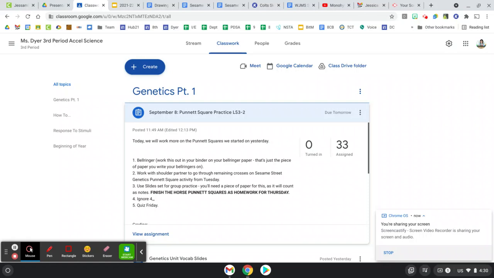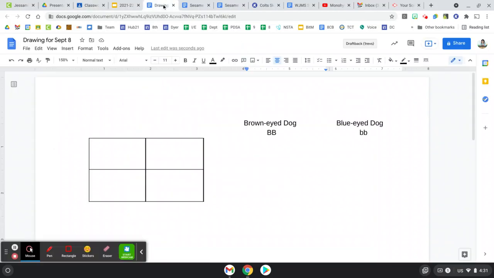Hello, we're going to work on some Punnett Square practice today. So we'll start off by doing your bell ringer. That's what is marked here first in your Google Classroom. And our bell ringer is looking at crossing a brown-eyed dog with a blue-eyed dog. So we're going to cross a brown-eyed dog and a blue-eyed dog.